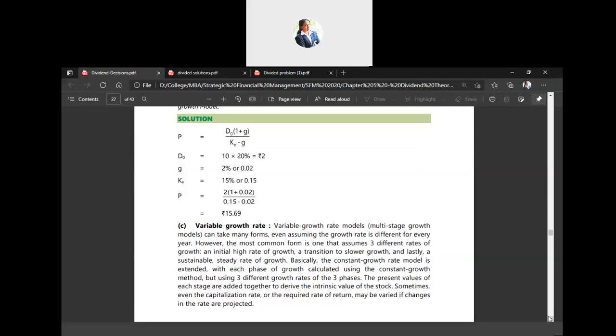Now we have gone through the zero growth model, the constant growth model, and the last one is the variable growth model. Speaking about the variable growth model, it happens at different rates. There is no constant percentage of growth every time. This variable growth is also called multi-stage growth.